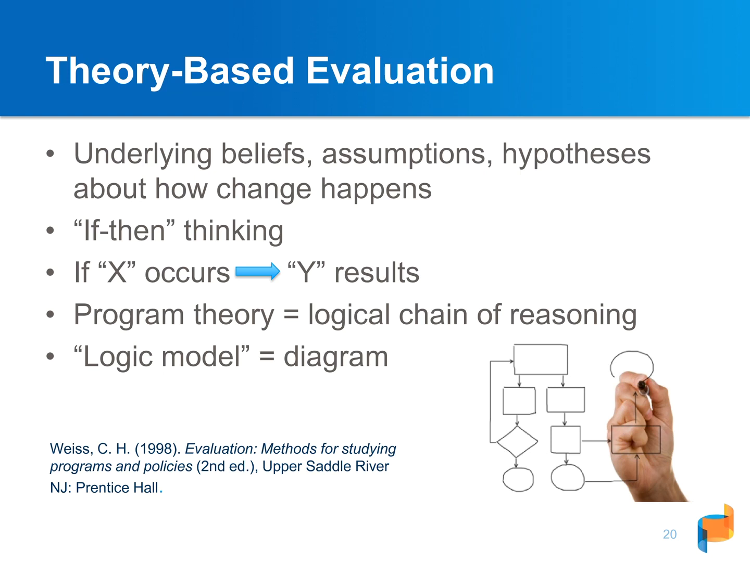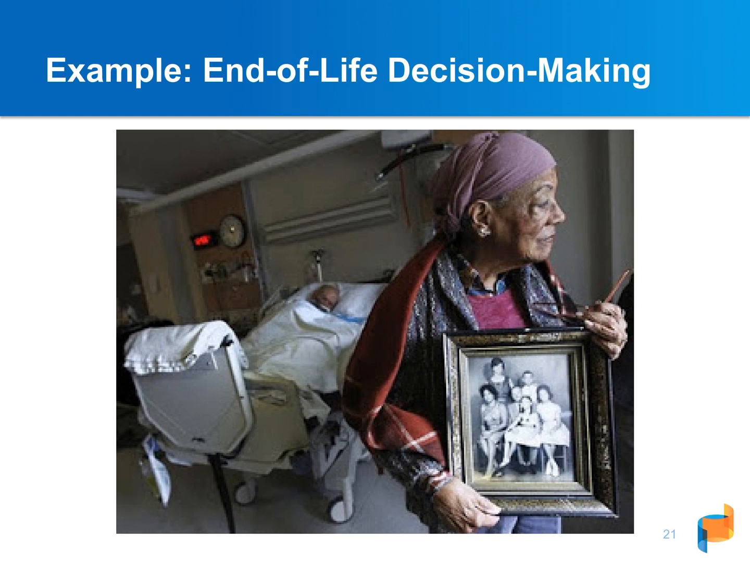And ideally, a program theory should present a logical chain of reasoning that explains why the program can be expected to work. And the logic model is the diagram, which is usually accompanied by a narrative explanation that illustrates that reasoning. Let's take a look now at how program theory and logic modeling play out for a fictitious program. And this program has been designed to improve family satisfaction with end-of-life decision-making in the surgical ICU.